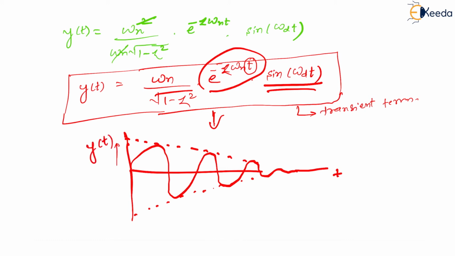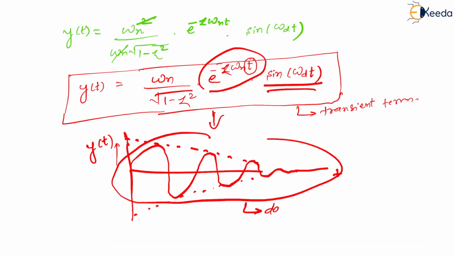Is that correct? Yes. Now, from this graph, what do we understand? We understand that whenever my zeta lies between 0 and 1, then for an impulse input, the response has damped oscillations. These are called damped oscillations because at the end they are becoming 0. So it is called damped oscillations, which eventually die out for an underdamped system. That is what we get. That is the response. Correct?